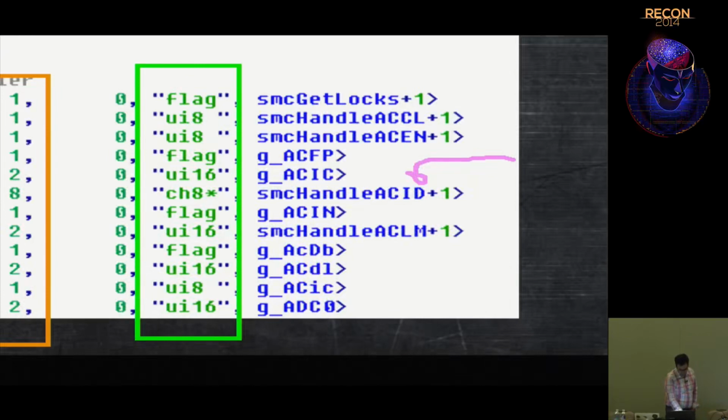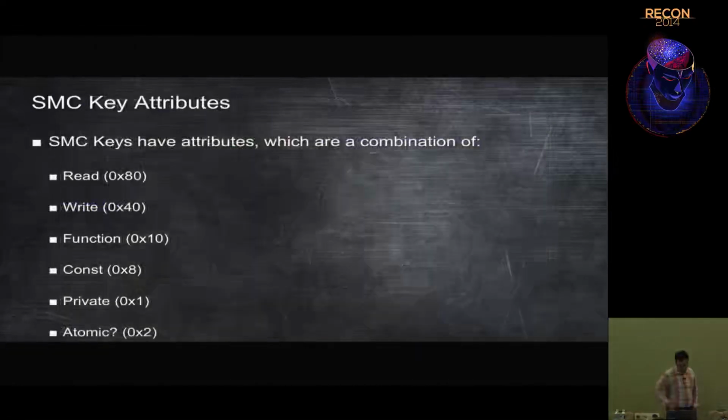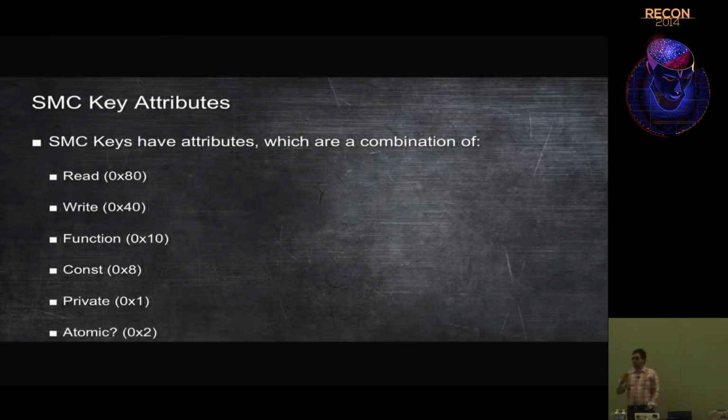So in some cases, we count functions. In other cases, we just have direct variables in there. So what are those attributes? Well, basically, a key can be defined as read, as write. It can be defined as either a variable or a function. So either I need to call a function or I can just read a variable. It can be defined as a const, so basically something that can be modified once, but not after that. Or it can be marked as private, and we'll see what a private key is. And it can also be marked as atomic, but I'm not sure what exactly atomic means in this context. But these are basically different attribute flags associated with the keys.